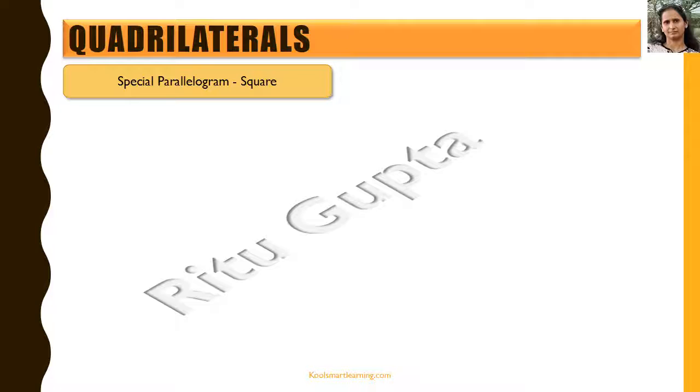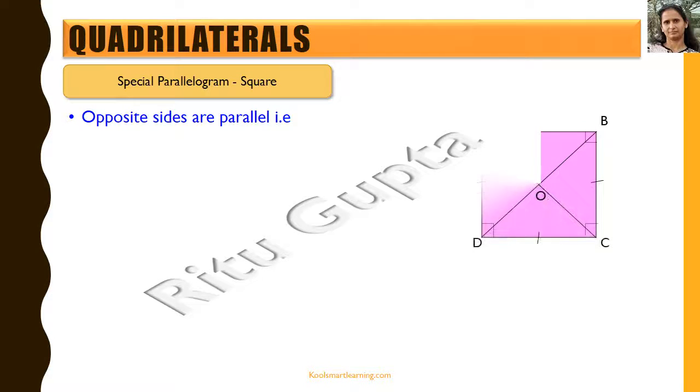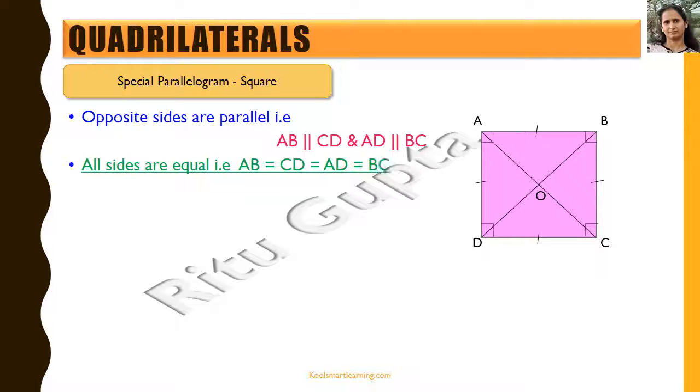Now we'll talk about special parallelogram case, which is square, and it can also be called a special rhombus. So here again we have opposite sides which are parallel. So we have AB parallel to CD and AD parallel to BC. All the sides are equal, as was the case with rhombus. So AB is equal to BC is equal to CD is equal to AD. All the angles are equal to 90 degree. So now this condition is different from the rhombus condition.